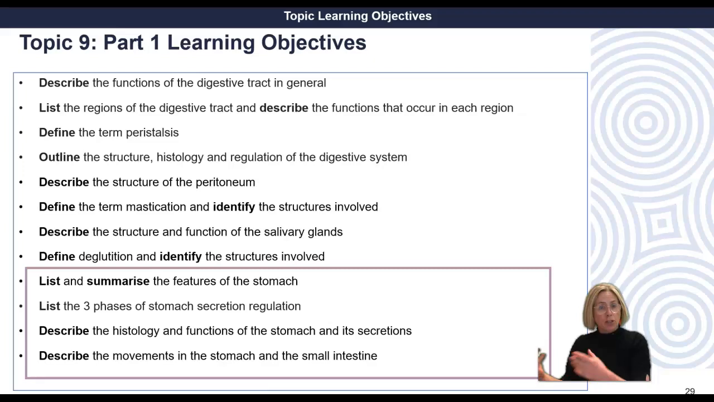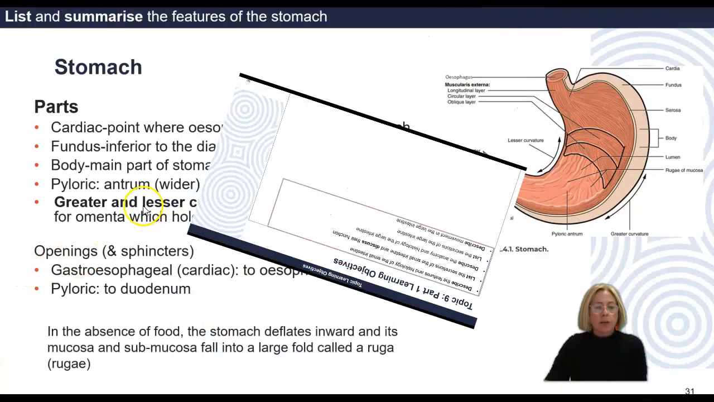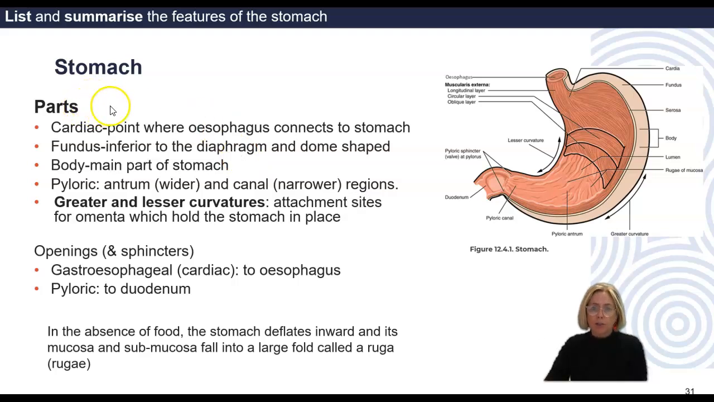And then we'll move on to the small intestine, so be able to describe the movements in the small intestine as well. Then be able to describe the features and histology of the small intestine, be able to list the secretions of the small intestine and discuss their function, be able to describe the anatomy and histology of the large intestine, and be able to list the secretions of the large intestine, and finally, be able to describe movement in the large intestine. We'll start with the stomach and just looking at the different parts of the stomach to begin with.